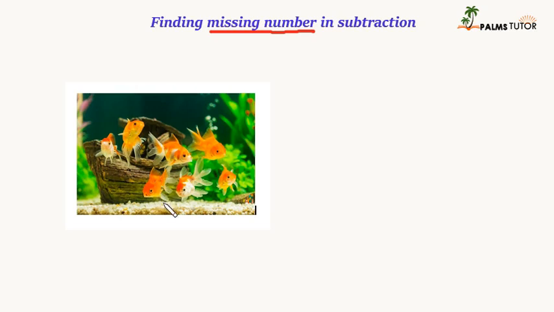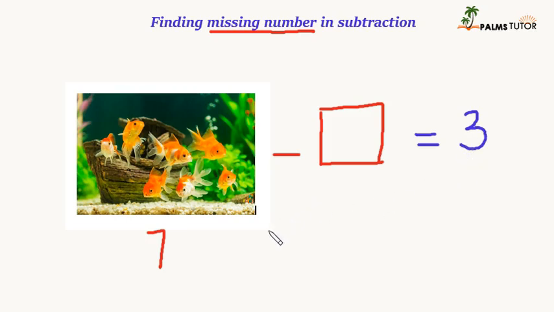There's an aquarium here. How many fish can you see in this aquarium? 1, 2, 3, 4, 5, 6, 7. There are 7 fish in the aquarium. Now, 7 fish minus how many fish? How many do we need to take away to give us 3 fish? How many fish do we take away from 7 to get 3?